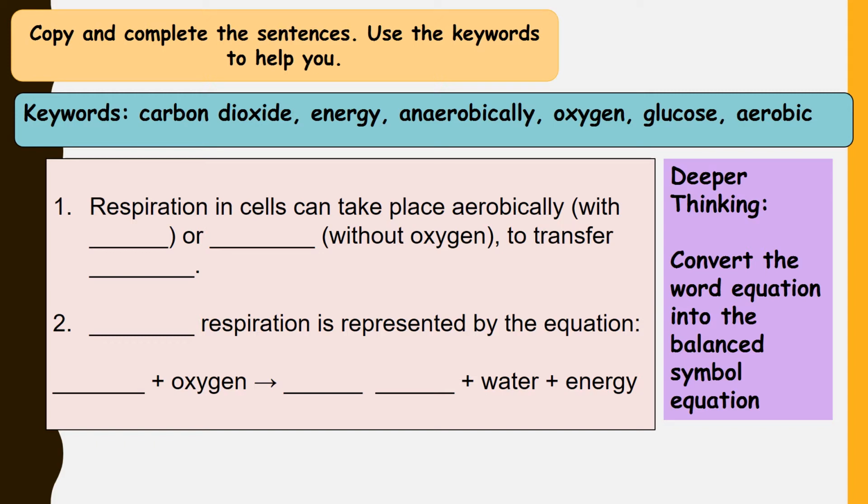Number 2, respiration is represented by the equation blank plus oxygen makes blank plus water plus energy. We've also got a challenge activity as well, where underneath the word equation you can have a go at converting it into the symbol equation and then balance it. Remember, this is the opposite to photosynthesis, so if you remember photosynthesis, you should be able to do this pretty easily. So pause the video and have a go at that now, please.